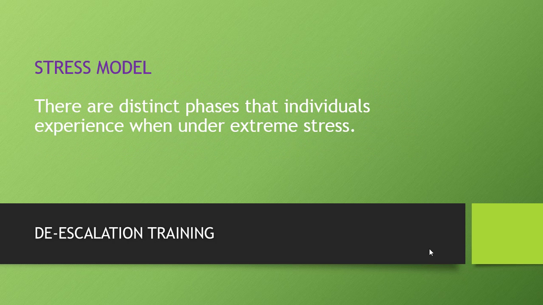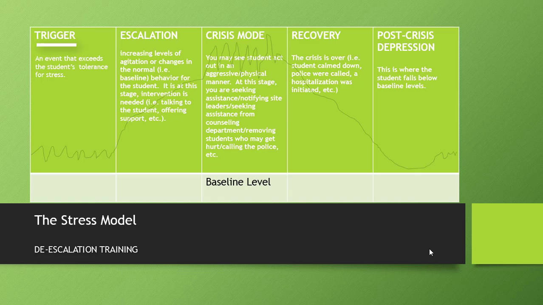The stress model identifies distinctive phases that individuals experience when under extreme stress. The first phase is the trigger. That is when an event that exceeds the student's tolerance for stress presents itself. The second is escalation. This is where we start to see increasing levels of agitation or changes in their baseline behavior. It's at this stage that intervention is needed.